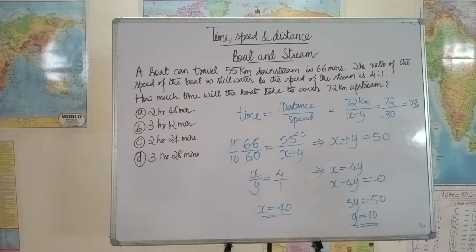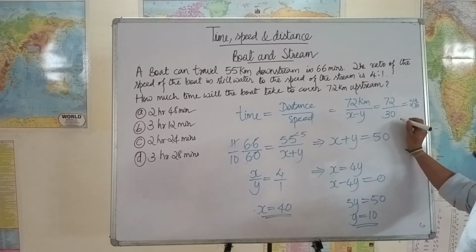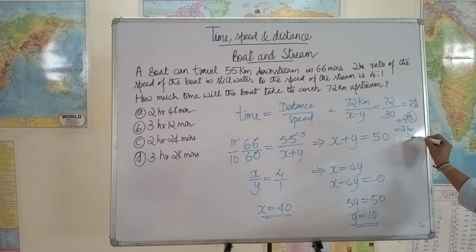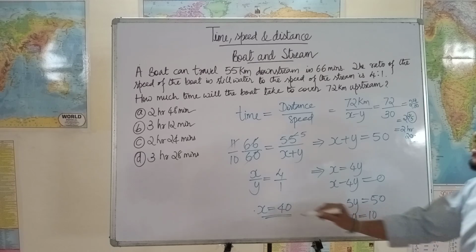How can we write this? 12 by 30, we write it as 2 by 5. 2 by 5 of an hour, half an hour is 30 minutes, so 2 by 5 hour is 24 minutes. So the answer is 2 hours 24 minutes.